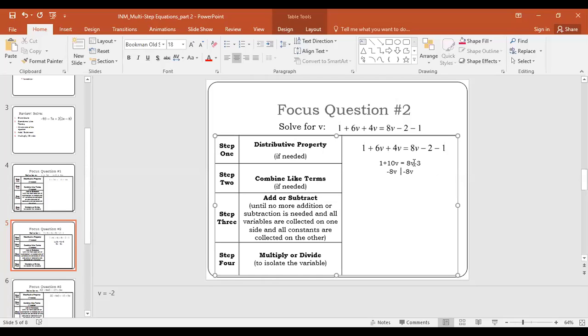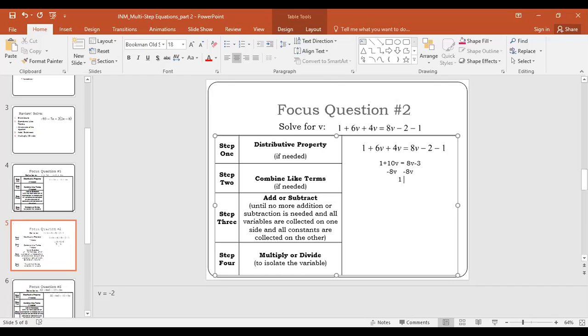We want to get rid of it, if we're going to move them to the left, then we've got to get rid of it on the right. So 8V and a negative 8V, this is like 8 positive V's and then 8 negative V's, those are going to cancel out. So the only difference with these and other simpler equations is just more steps.